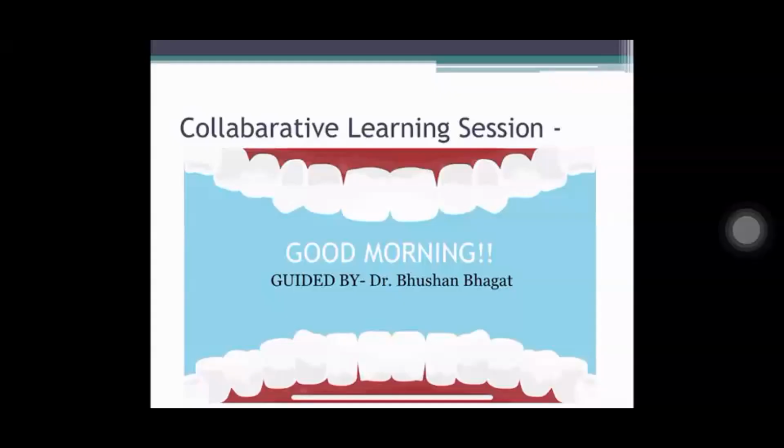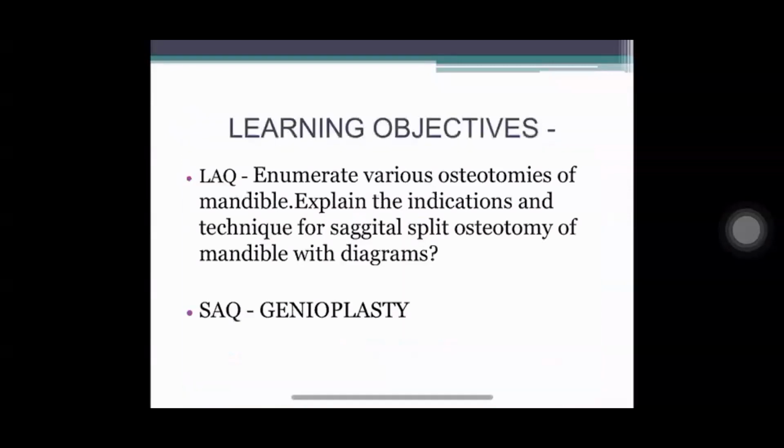Good morning, everyone. Today we are going to see a collaborative learning session based upon orthognathic surgeries. The learning objectives of today are there will be two questions, one long answer and one short answer. The long answer consists of various osteotomies of the mandible: explain the indications and technique of bilateral sagittal split osteotomy of the mandible. And the short answer is genioplasty.